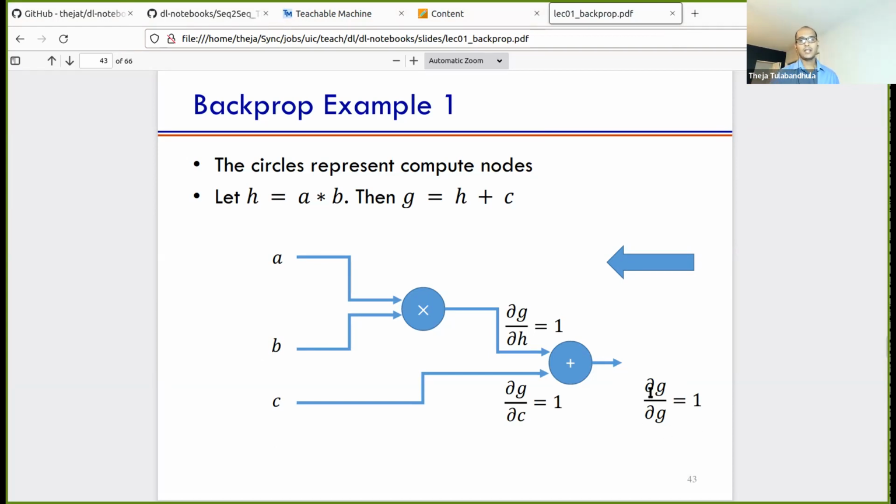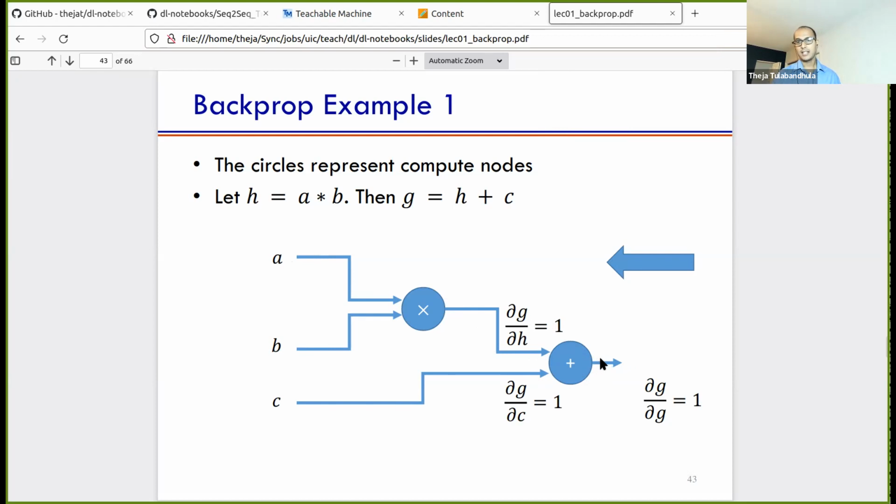And then what we'll do is compute the local gradient of the output of this computation node with respect to its input. Let's call the edge at the top h. So this edge is a, this edge is b, this edge is c, this edge is h, and this edge is g. This is an addition node. It has two inputs. What is the gradient of its output with respect to its first input? It's equal to 1. What is the gradient of this?